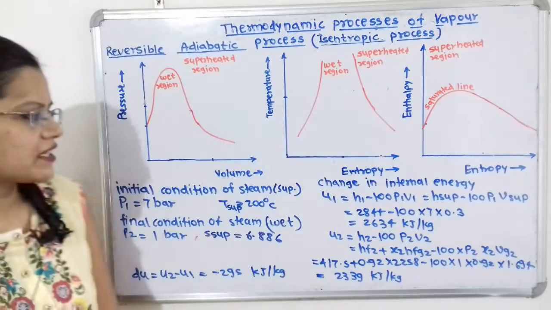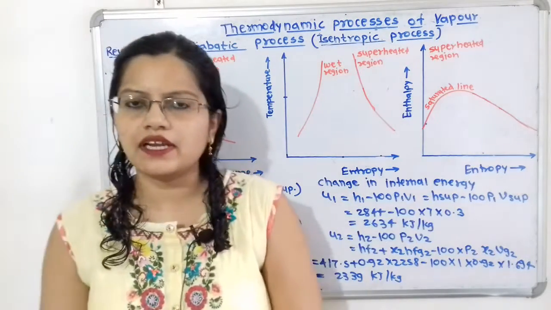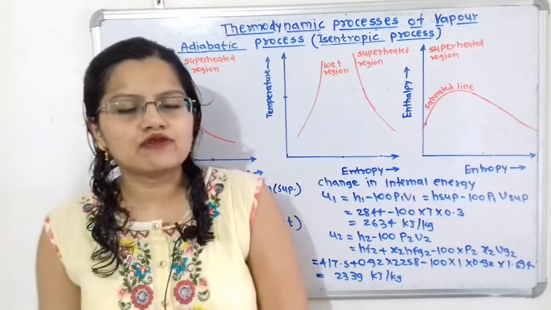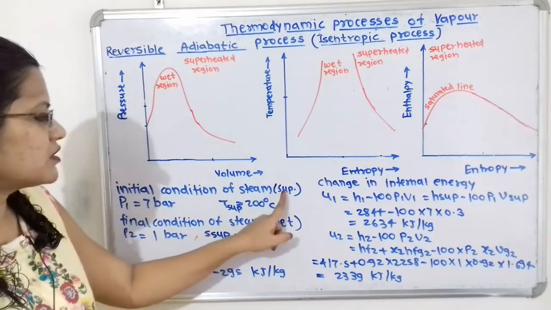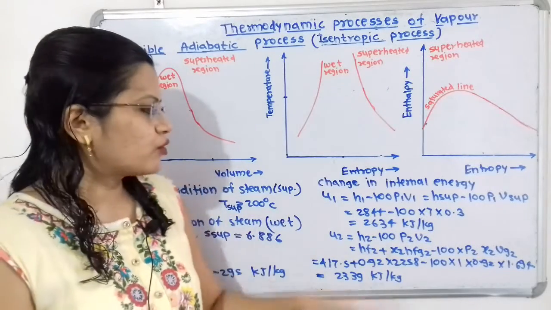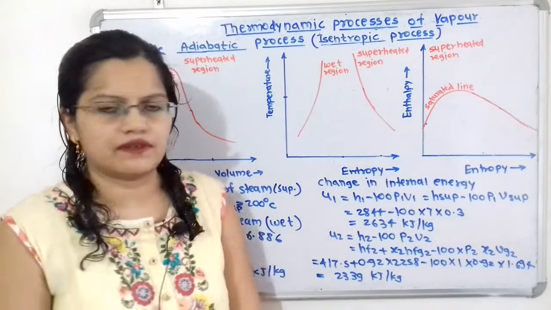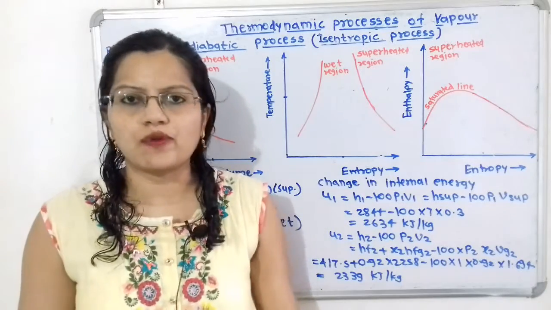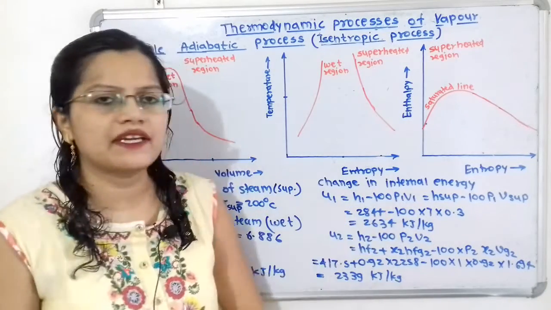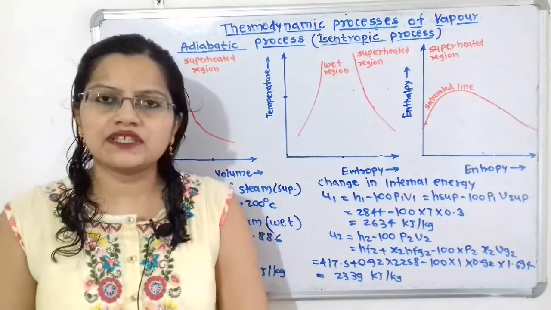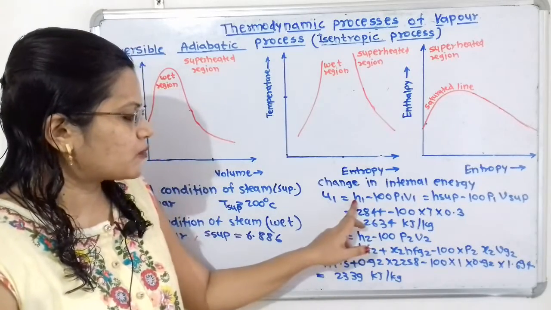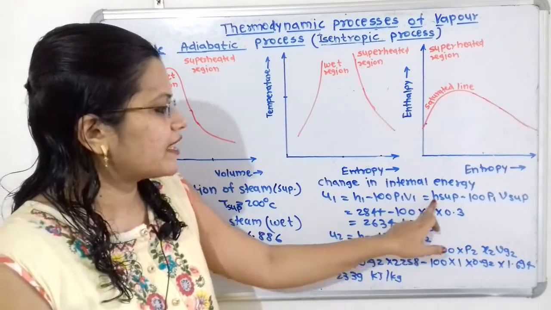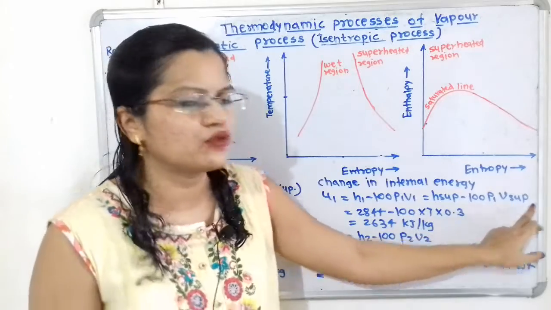Now we will calculate the next question, that is the change in internal energy. The change in internal energy is U2 minus U1. So how to calculate U1? At the initial condition, steam is superheated. We have the formula H1 minus 100 P1 V1. Pressure is given in bar, and we have to take pressure in kilopascal, and that's why we multiply by 100. So whenever pressure is given in bar, we take this formula H1 minus 100 P1 V1. For superheated steam, we take H superheated minus 100 P1 V superheated.